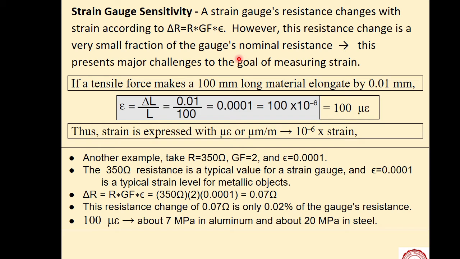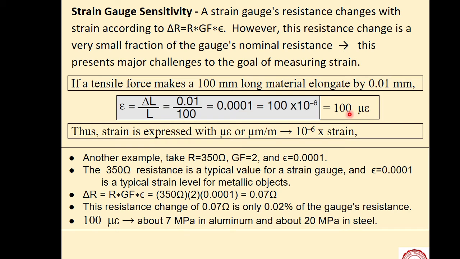Let us take an example. Say the example is a tensile force that makes an elongation of 0.01 millimeter on a specimen of 100 millimeter length. Okay. So what is the strain value? Delta L is 0.01. The initial length is 100. So this is the value 10 to the power minus 4. And this is expressed as 100 into 10 to the power minus 6. So usually strain is expressed as a microstrain value. Okay. So this is 100 microstrain.